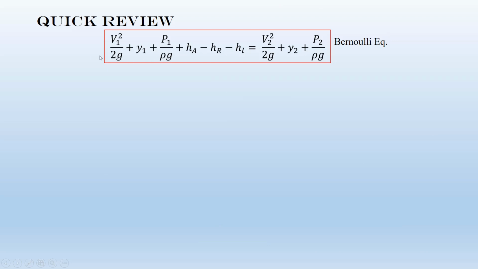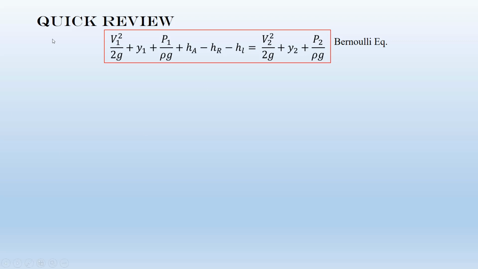In the Bernoulli equation, you can write this energy balance for 2 points. V is the velocity, Y is the elevation, P is the pressure, rho is density, HA is head added to the system, HR is head removed from the system. Normally, if you have a pump, you have HA. If there is a turbine in the system, you have HR, and HL is the losses. So you can write this equation for 2 points. Keep in mind that each term in this equation has a length unit, either meter or feet.